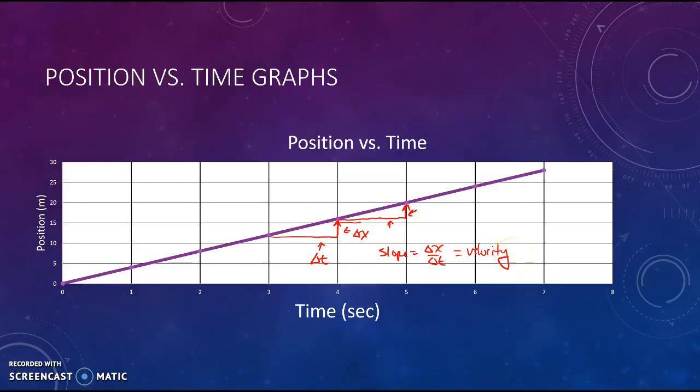So you can actually use a graph to obtain the velocity of an object if it's a position versus time graph, and if you find out the slope. The slope of that graph would be your velocity.